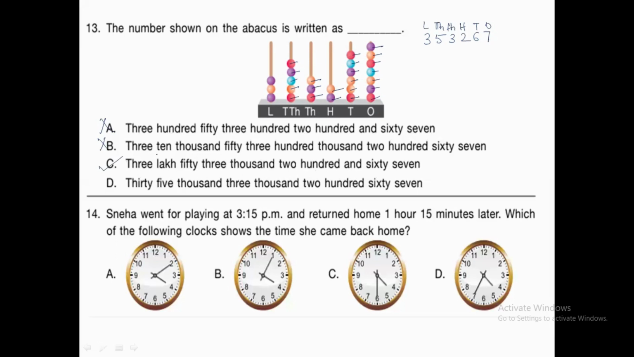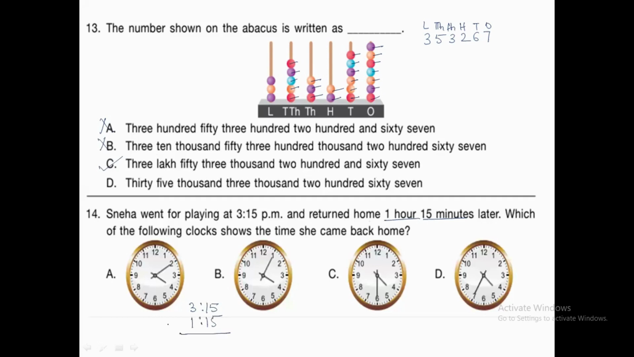Okay, now let's move to question number 14. Question number 14 says that Sneha went for playing at 3:15 p.m. and returned home 1 hour 15 minutes later. Which of the following clocks shows the time she came back home? So Sneha went for playing at 3:15. Now she returned home 1 hour 15 minutes later, so we need to add 1 hour 15 minutes over here.